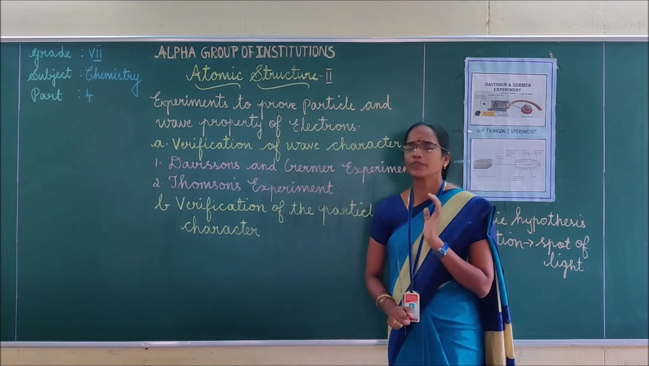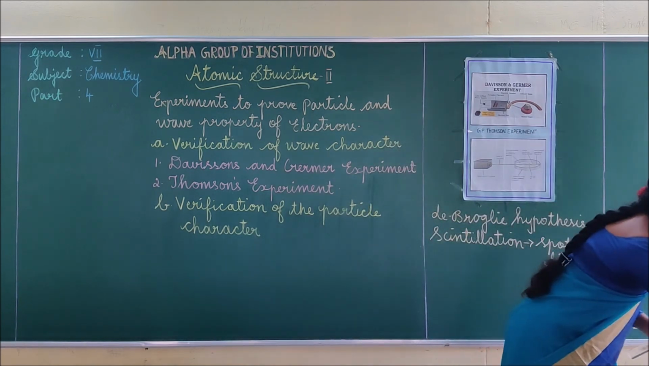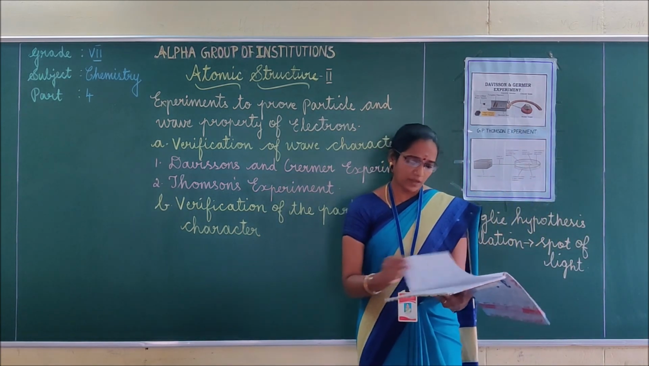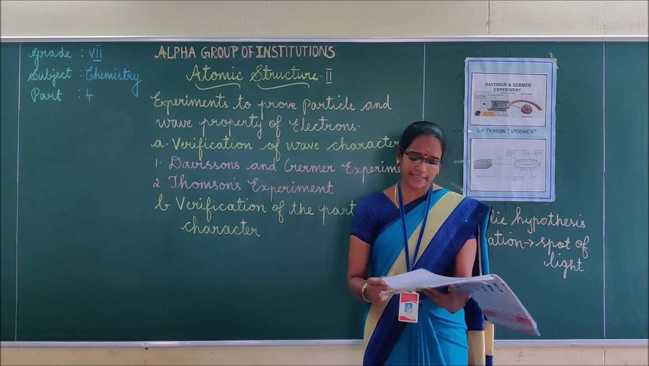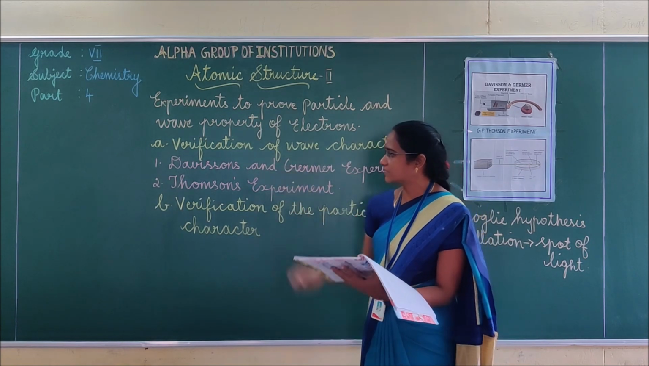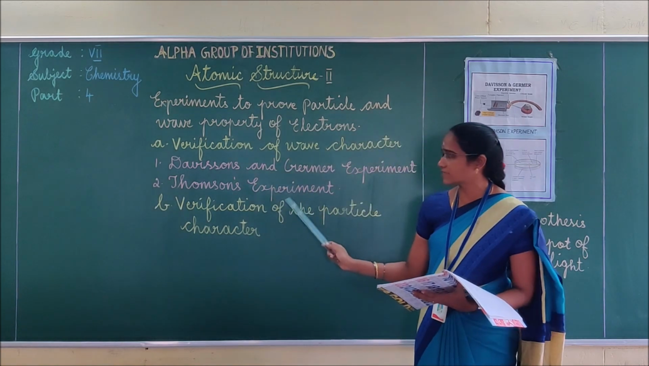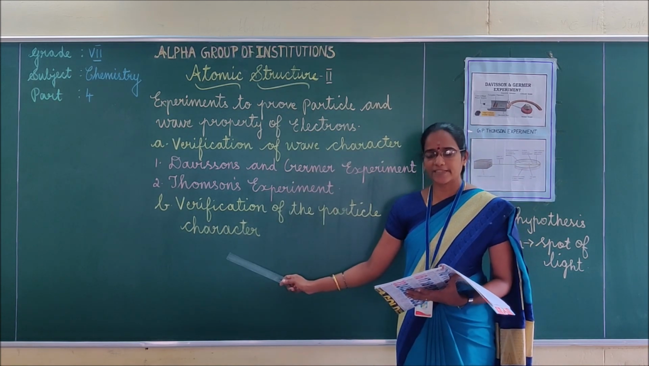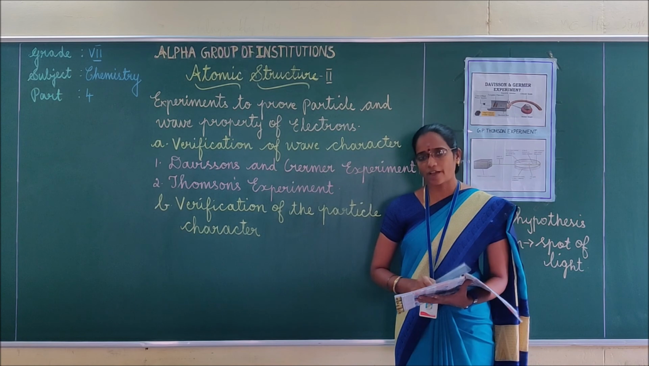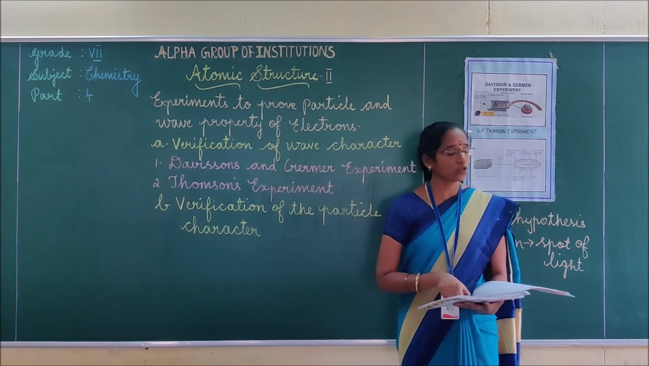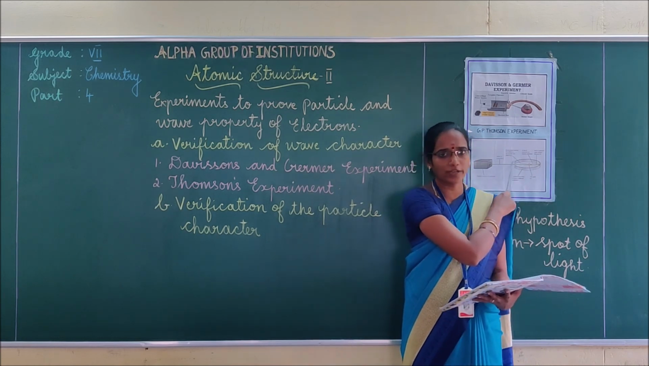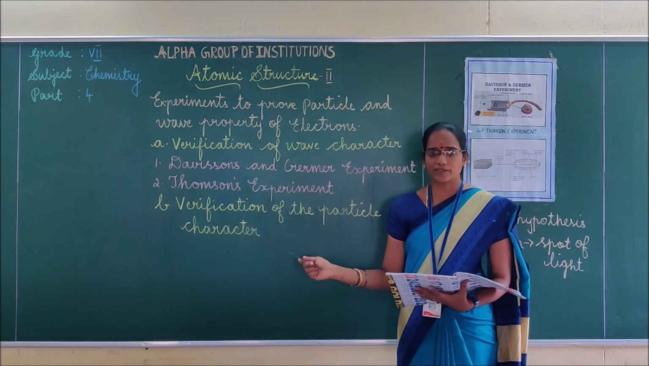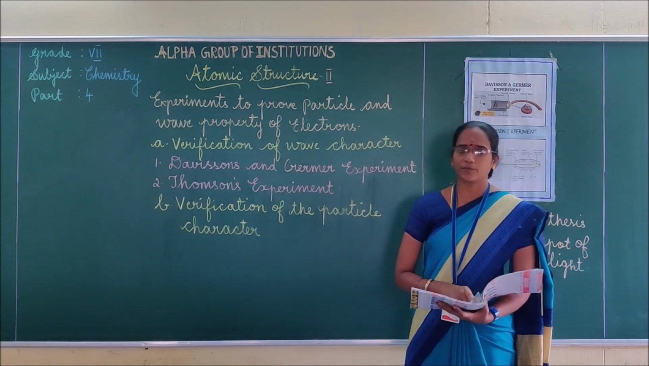You got it, children? Now take your book, page numbers 9 and 10. These experiments are given there: the Davisson and Germer experiment, Thomson's experiment, and also the verification of particle character. You have to write these once and also draw the diagram, mentioning the experiments along with the diagram. Try to complete the assignment, children.